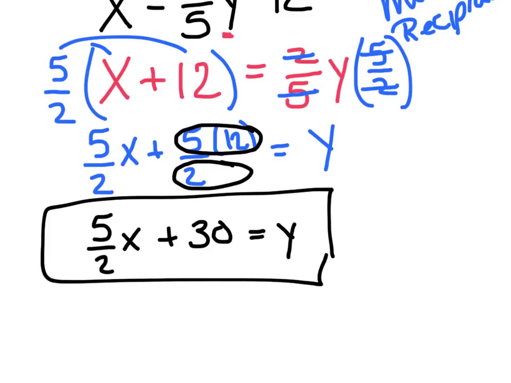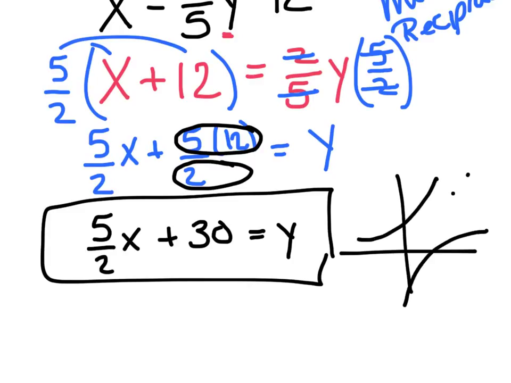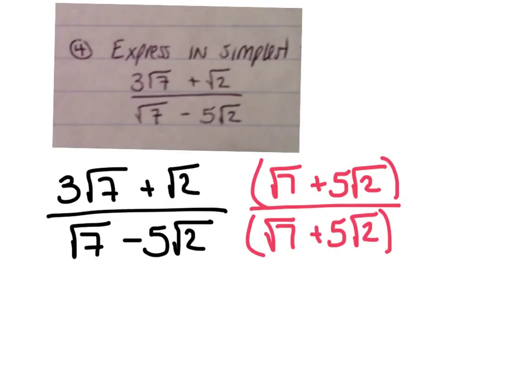Maybe some other things to know about inverses. They are reflections over the line y equals x. But again, feel free to look over your notes on inverses. All right, express in simplest form. This was called rationalizing the denominator.